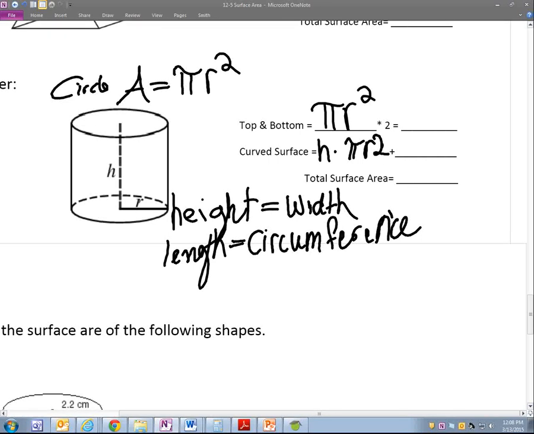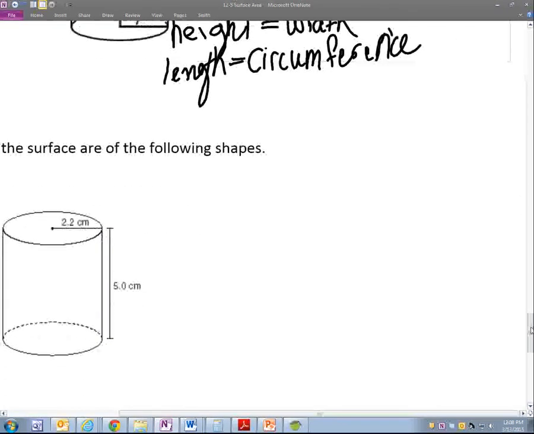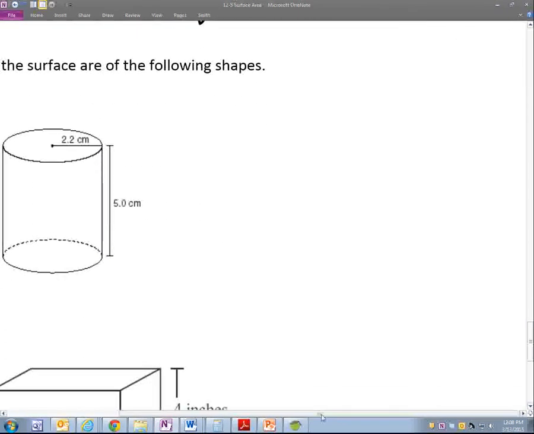What's that? Pi r, 2 pi r. 2 pi r or pi r squared? I'm going to do 2 pi r. Height multiplied by 2 pi r. Got it? Yay, we get to try it.